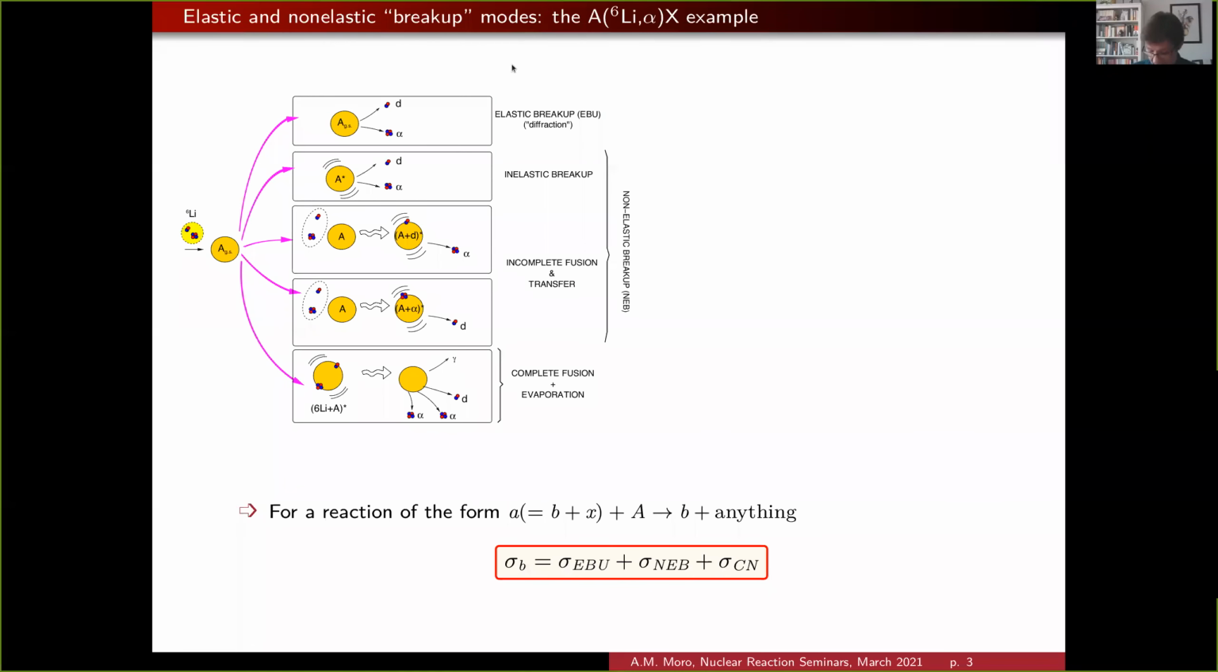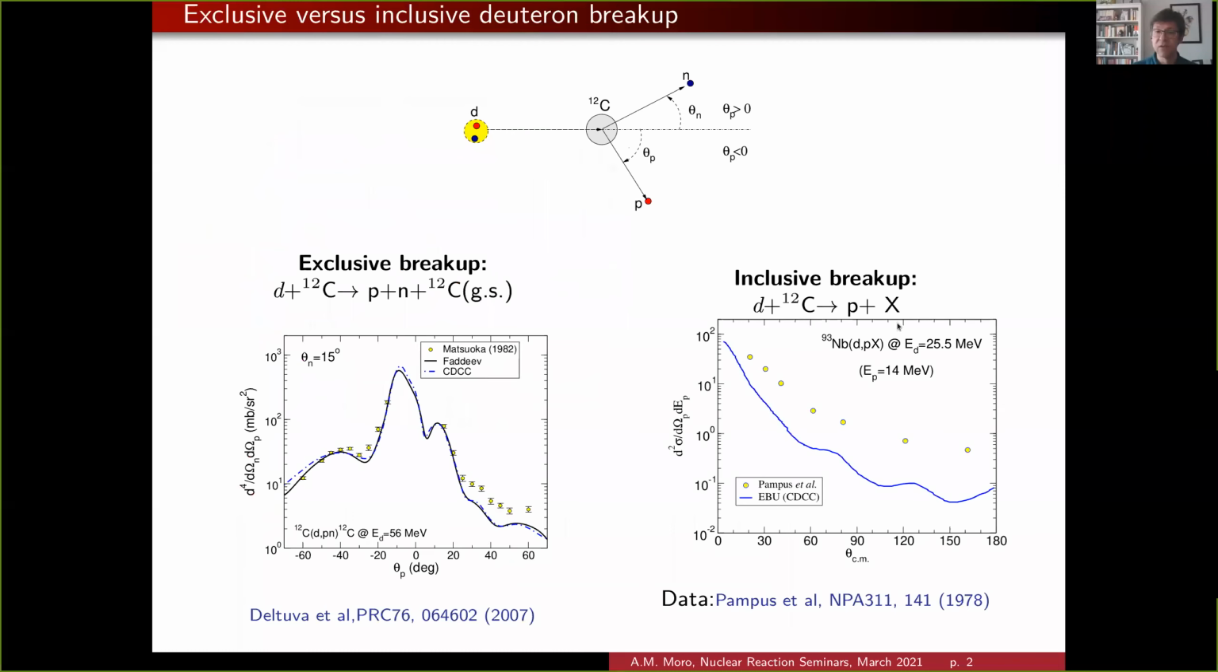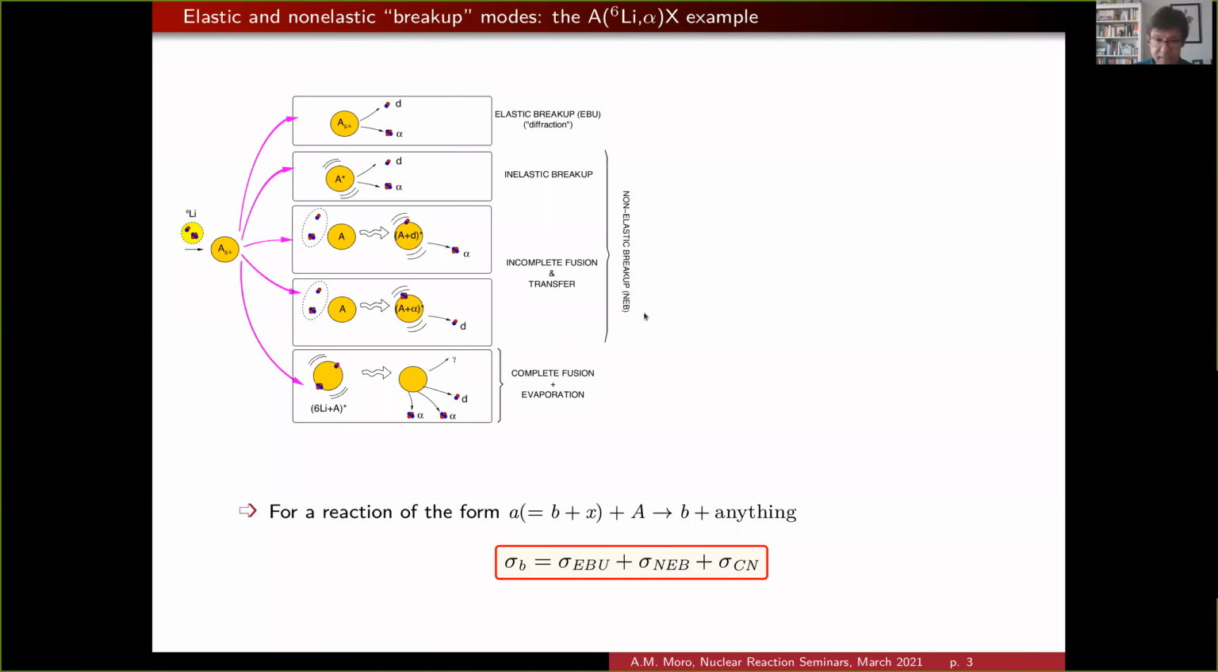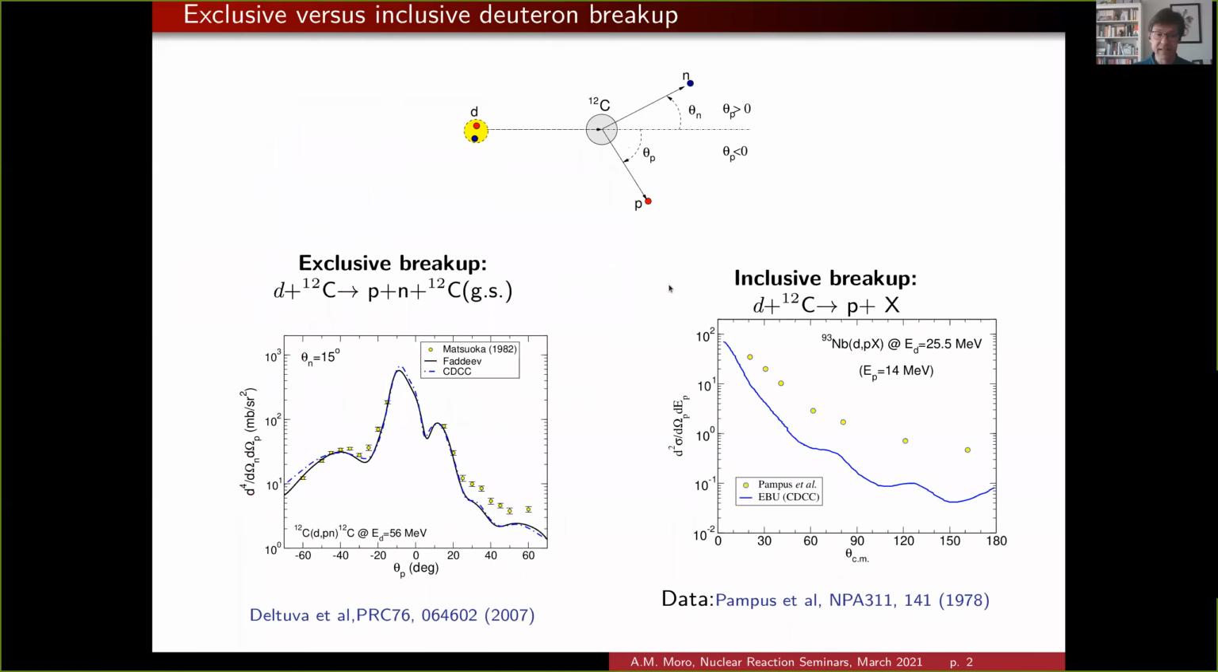So the reason clearly is that when we don't identify the state of all particles, as in an inclusive measurement, there are many processes that may actually contribute to this singles cross-section. These other contributions will add to the so-called elastic breakup contribution. By elastic breakup, we mean the process in which the deuteron breaks, the target remains in the ground state, and the two fragments fly away.